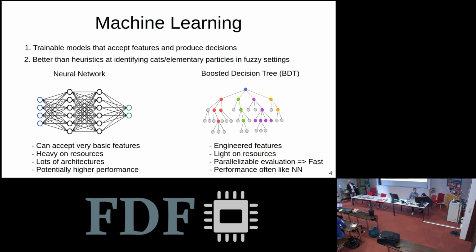On the other hand, there's the boosted decision tree, which is based on applying cuts on features of the input vectors. These features are engineered, so it's kind of an assisted machine learning. It is light on resources compared to neural networks, and it is parallelizable on FPGAs, and I think you'll hear much more about it in Shioni's talk about Conifer. So it's super fast to evaluate, and the performance is often not far from neural networks.